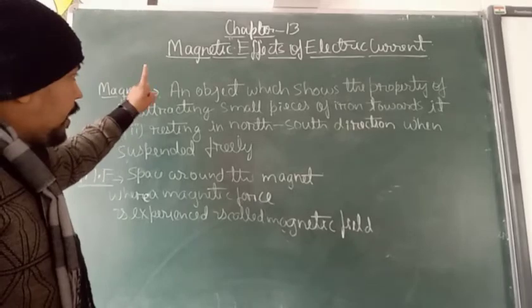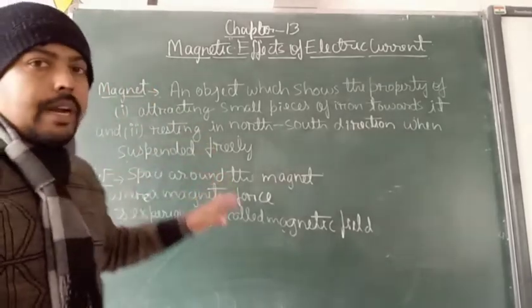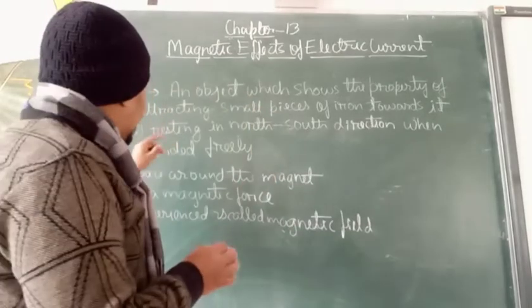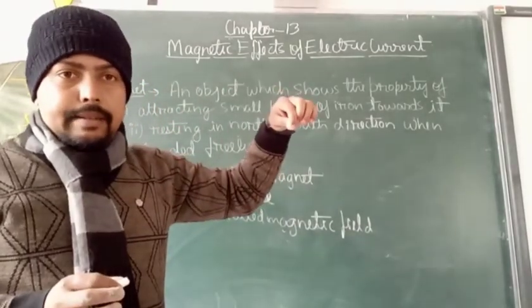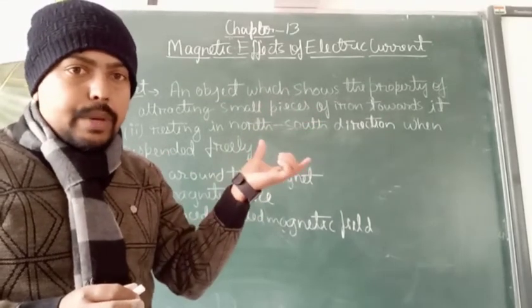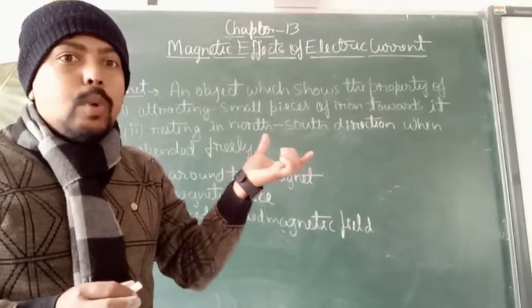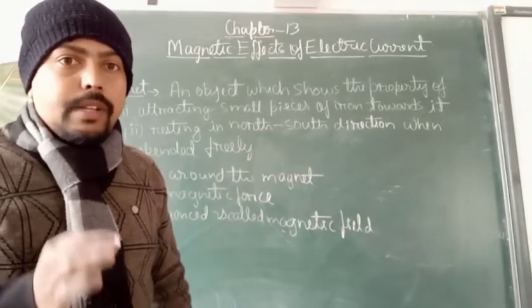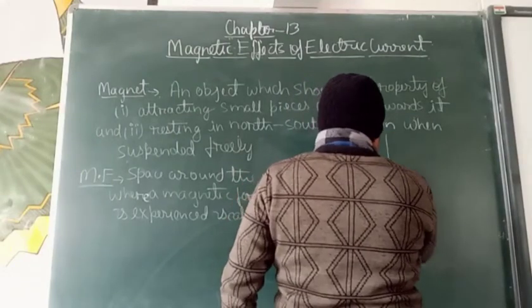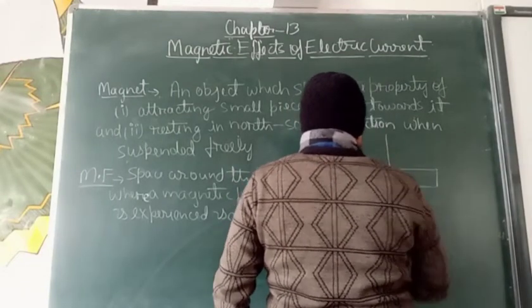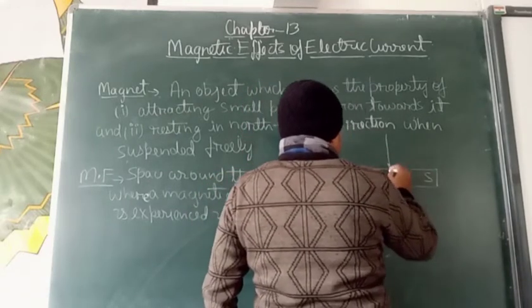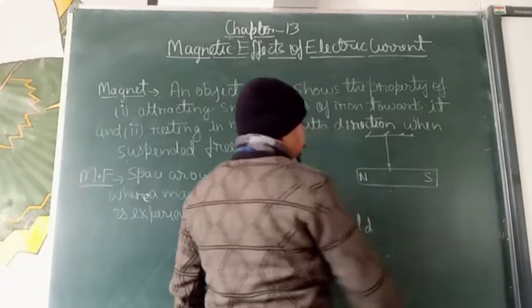So the first property of a magnet is that it should attract any piece of iron which is placed nearby. And second is that when we suspend that magnet with the help of a thread, it will orient itself in such a way that it will be pointing towards the north and south pole of the earth. Okay, so like that we can consider this is the bar magnet and it will be pointing in north direction and in south direction if it is suspended with the help of a thread.